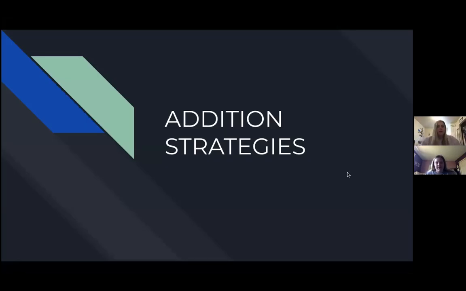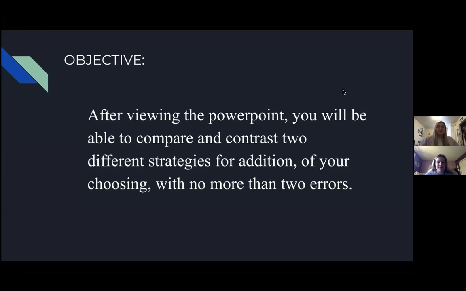Today we're going to go over some addition strategies. After today's class and viewing this PowerPoint with me and Ms. Williamson, we'll be able to compare and contrast two of the different strategies we've gone over with no more than 2 errors.